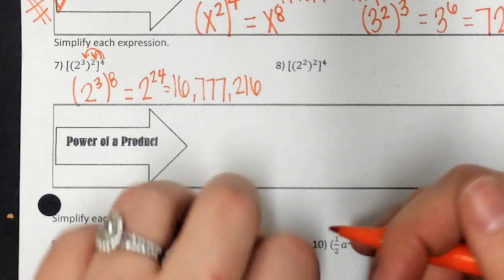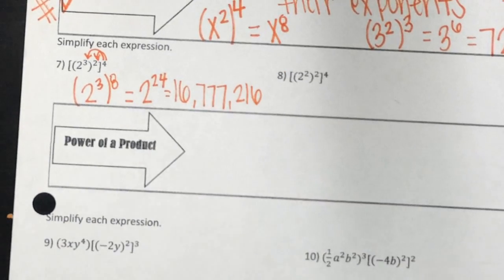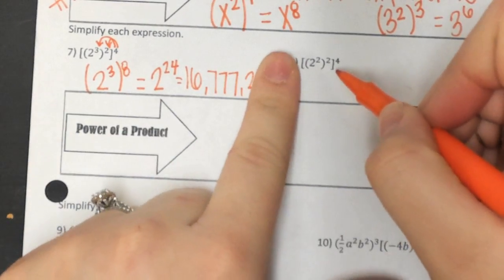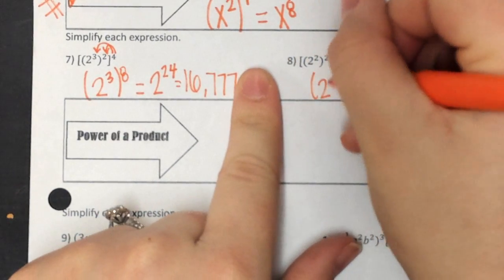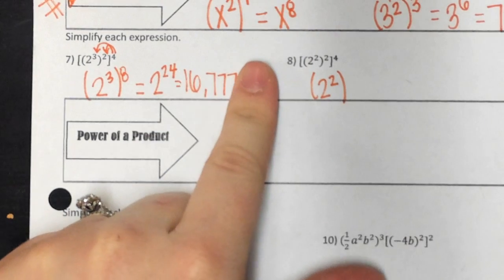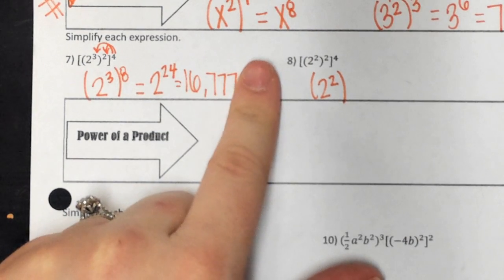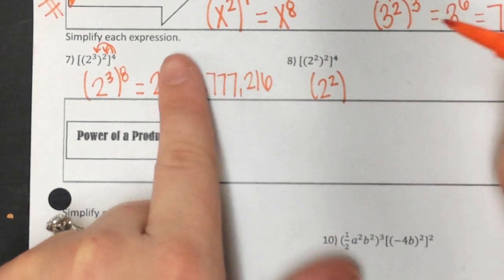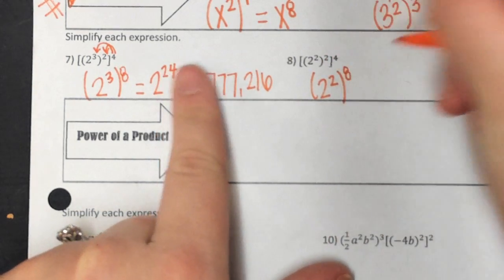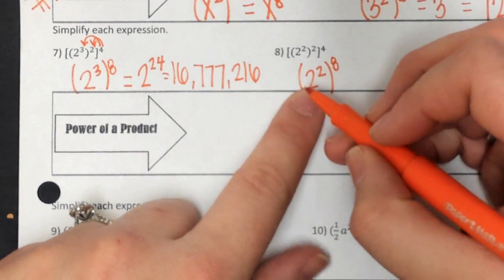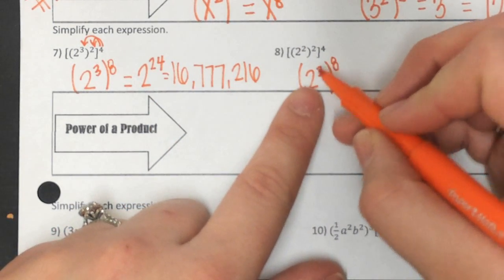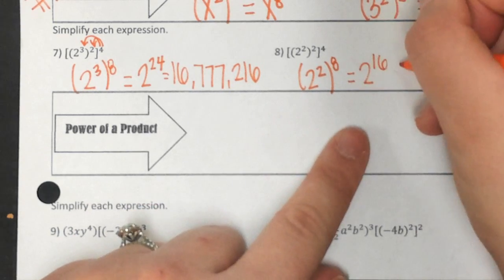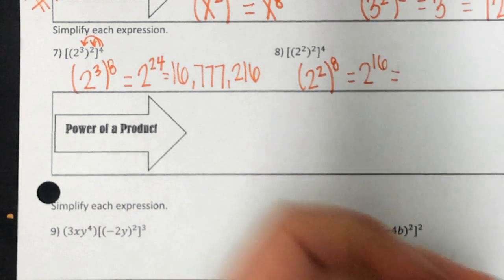Okay. So work your way from the outside in. Outside in. What's on the very outside? 4. Okay, let's leave what's in our parentheses the same. 2 to the 2nd power the same. So really, I'm looking at 2 to the 4th. Well, what's 2 times 4? 8. Now I have 2 to the 2nd, which is raised to the 8th. So that becomes 2 to the 16th. I have no idea what that is.